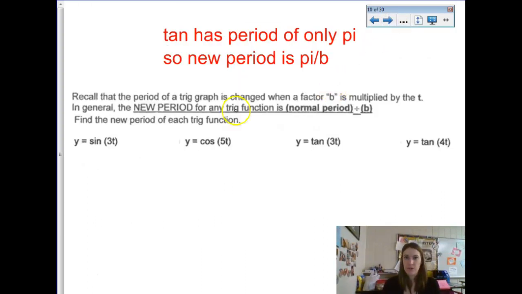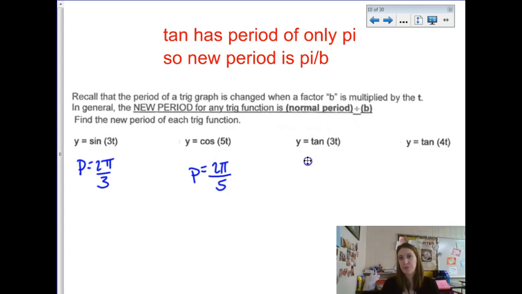Okay, so in this section, they want us to find the new period for each trig function, so you just have to be careful which trig function we're looking at. So here the b value is 3. The period is 2 pi over b, which in our case would be 2 pi over 3. This is cosine, so the formula would be 2 pi over b again, so 2 pi over 5.